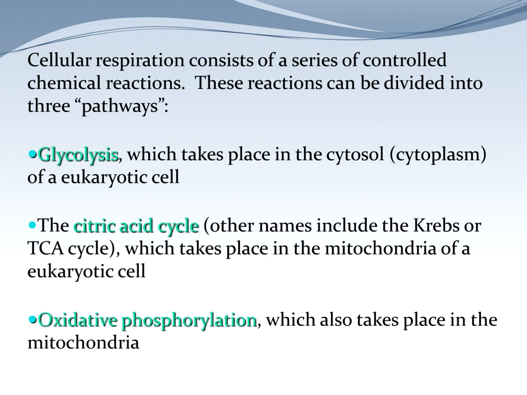Cellular respiration consists of a long series of controlled chemical reactions. These chemical reactions can be divided into 3 main groups, or pathways. The first is called glycolysis. The second is called the citric acid cycle, but can also be called other names like the Krebs or TCA cycle. The last pathway is called oxidative phosphorylation.